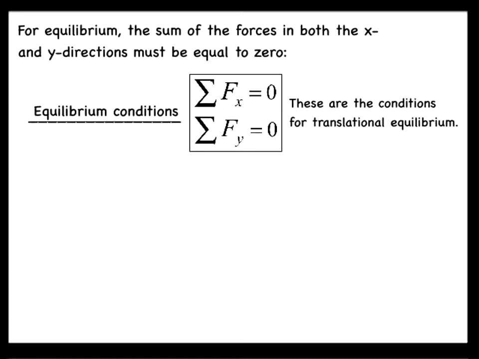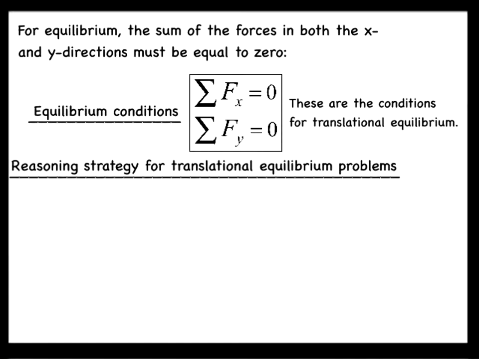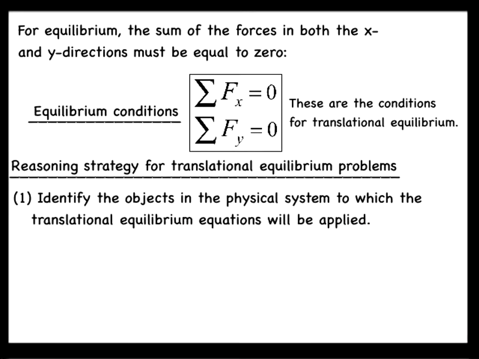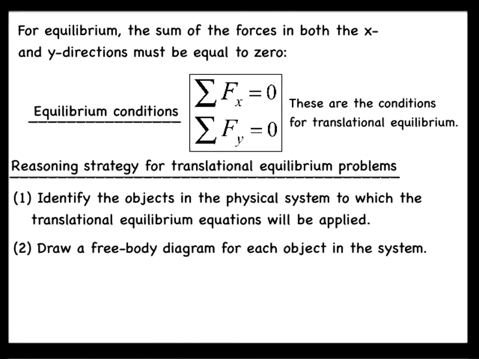While the equations for equilibrium are simple, the problems we're going to solve can become quite involved. Below is a reasoning strategy for handling equilibrium problems. First, identify the objects in the physical system to which the translational equilibrium equations will be applied. Next, draw a free body diagram for each object in the system.